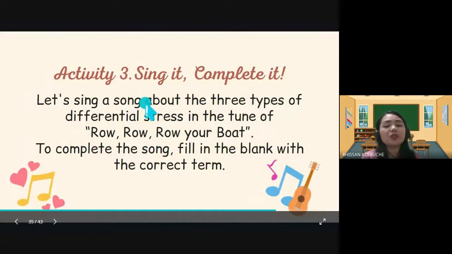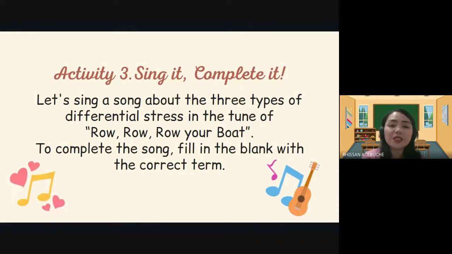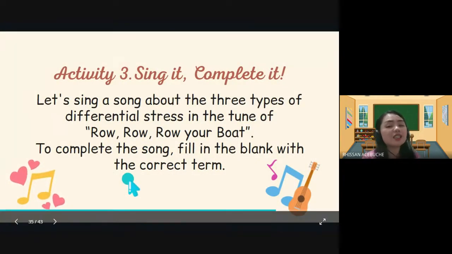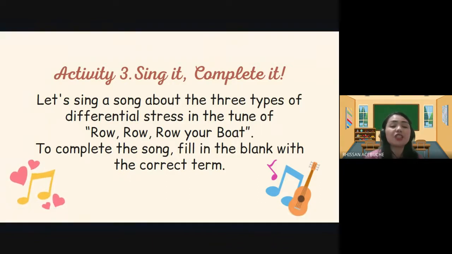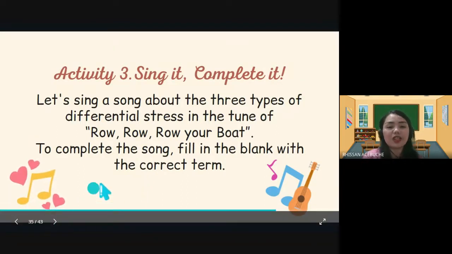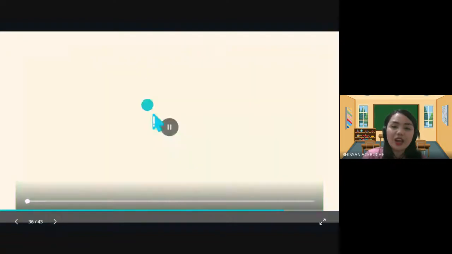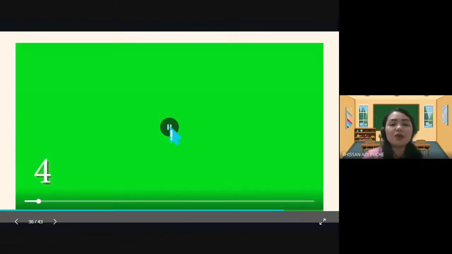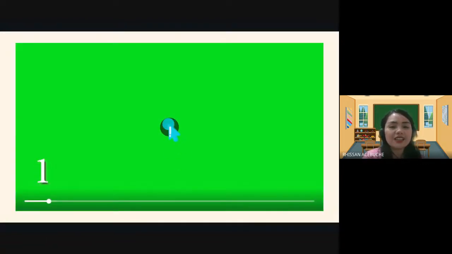I think you're ready now to do activity number 3, and that is sing it, complete it. So let's sing a song about the 3 types of differential stress in the tune of Row, Row, Row Your Boat. I know you already know this, right? Because this is a song for everyone. Kids know this, and I know that you also know this. To complete the song, fill in the blank with the correct word. Of course, the tune is Row, Row, Row Your Boat. You can remember. So now let's try. I'll be calling on students who will complete this song.